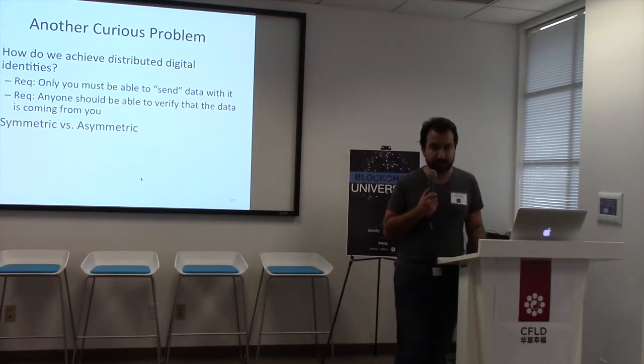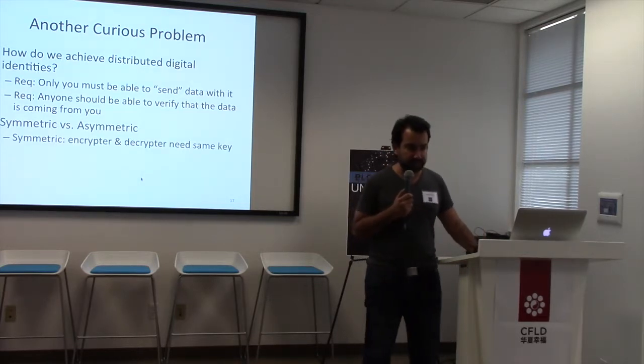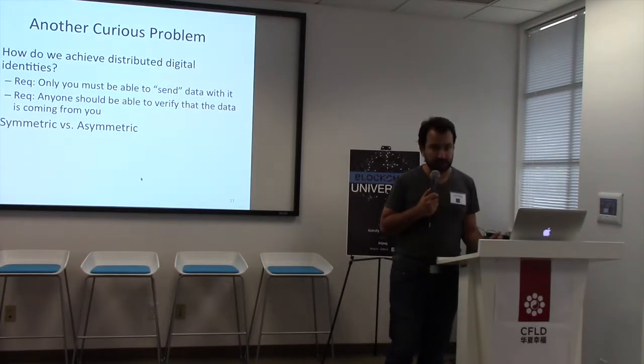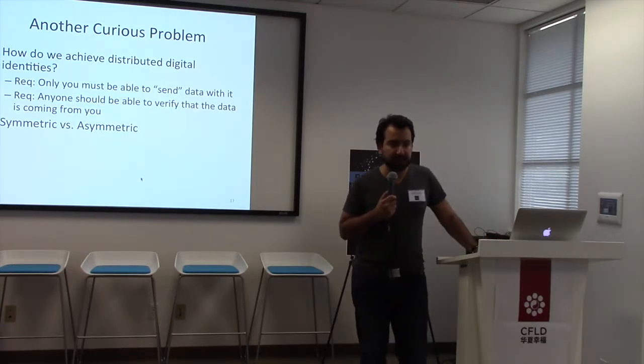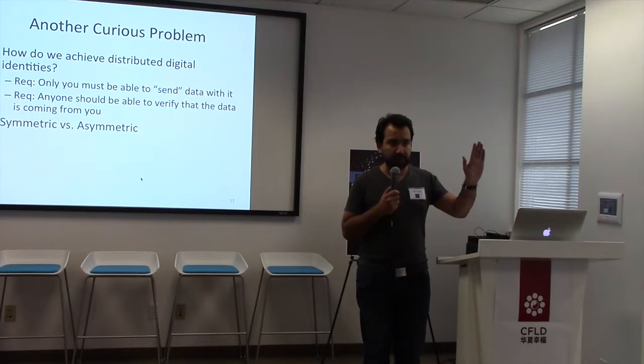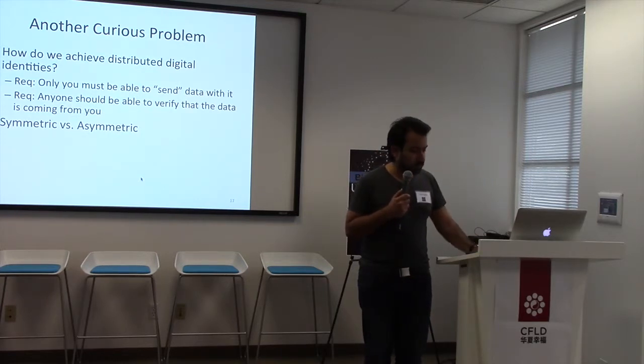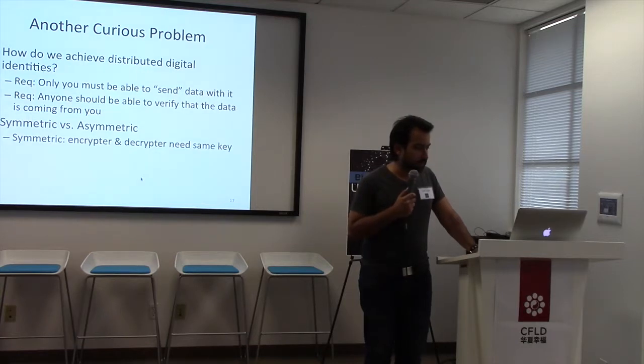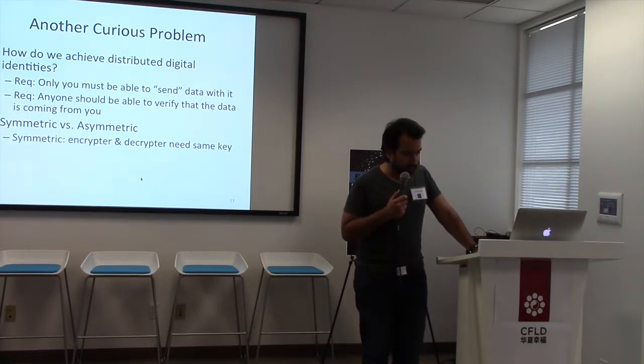Now before we talk about public key cryptography, let's talk about cryptography in general. There are two types of cryptography, symmetric and asymmetric. By the way, I'm not a cryptography expert. You don't need to be a cryptography expert for this, but you need to know some basics. Two types of cryptography, symmetric and asymmetric.